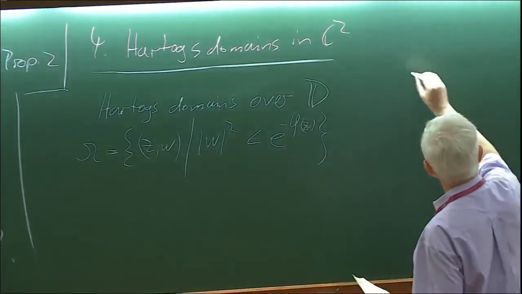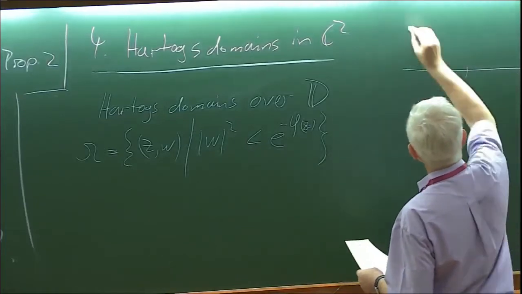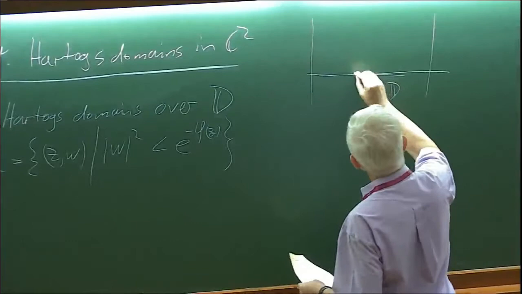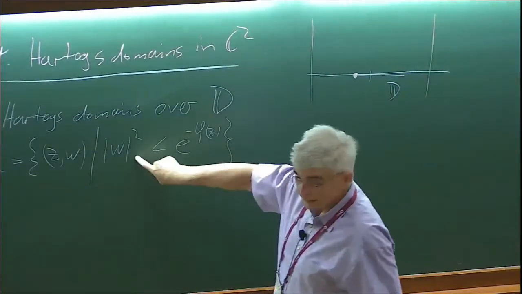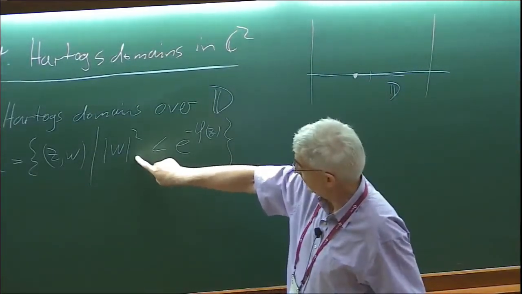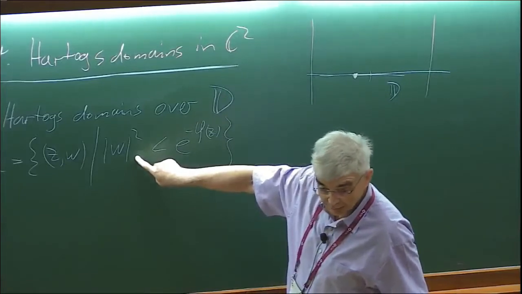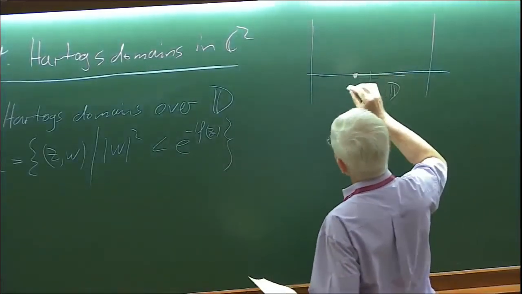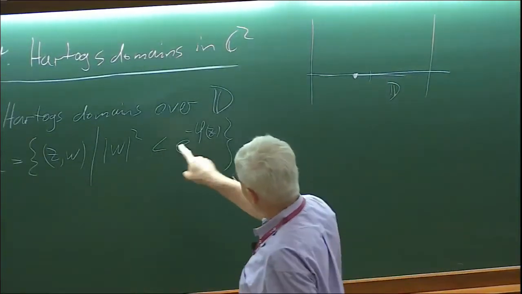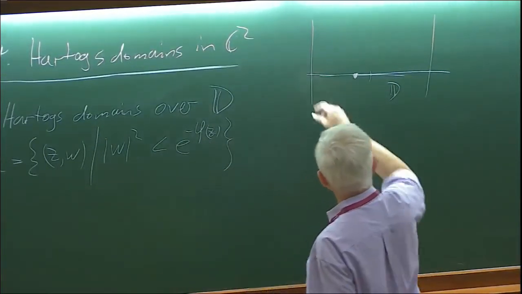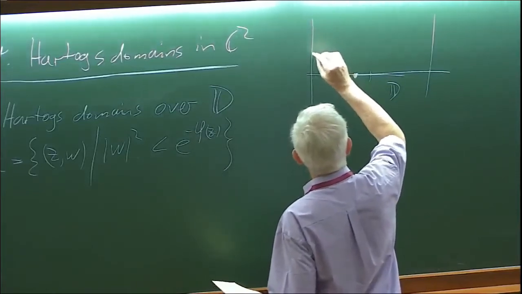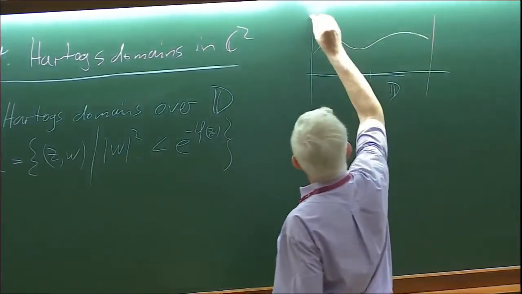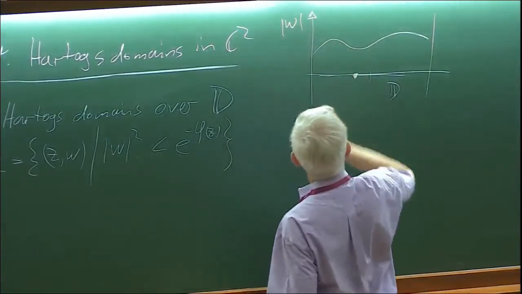So if this is the disk down here, then for each point c, you have a disk in the w variable, right? With radius given by the square root of this. And depending on how this behaves as c goes out to the boundary of the disk, you might have something like this. Here we sort of pretend this is mod w.